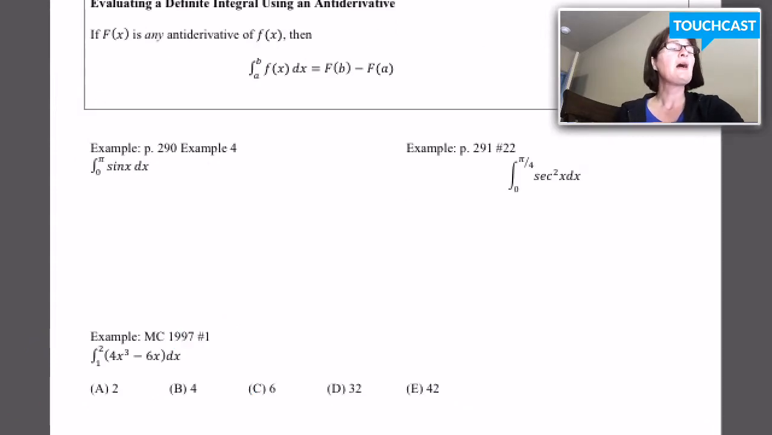For example 2, I'm going to need to think of an antiderivative of secant squared of x. So can I think of a function whose derivative is secant squared? You definitely want to get to the place where you just have a catalog in your head. So hopefully you thought of our friend tangent of x.